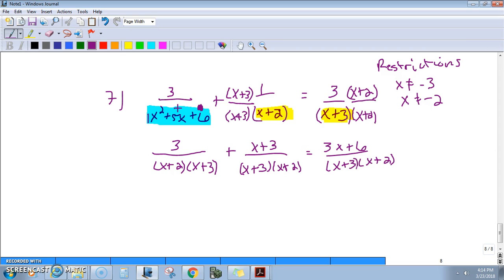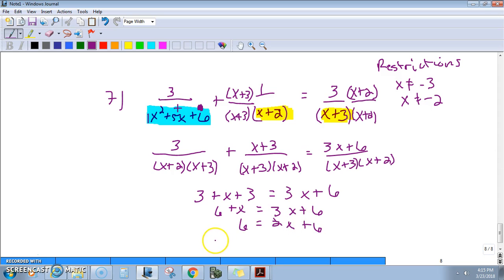So now that we have all of the denominators the same, we actually don't need them, right? We just need to make the numerators equal. So we have 3 plus x plus 3 equals 3x plus 6. So let's combine our like terms. We have 6 plus x is equal to 3x plus 6. Let's subtract x from both sides and subtract 6 from both sides. What we actually get here, let's just do this first, subtract x, 2x plus 6.